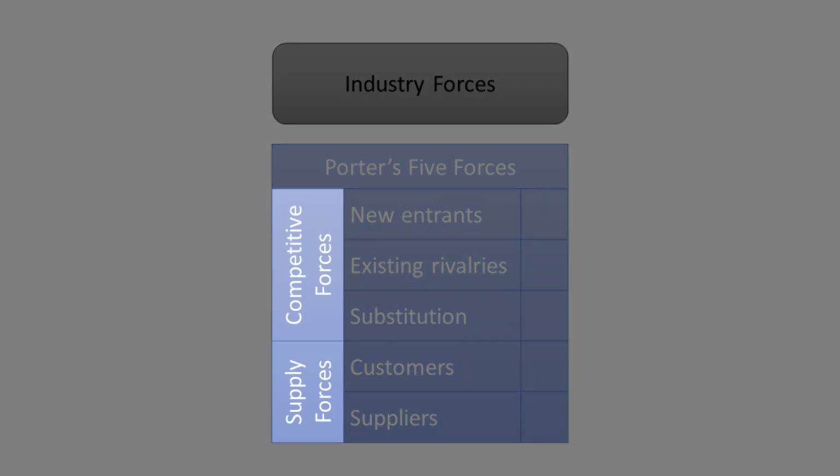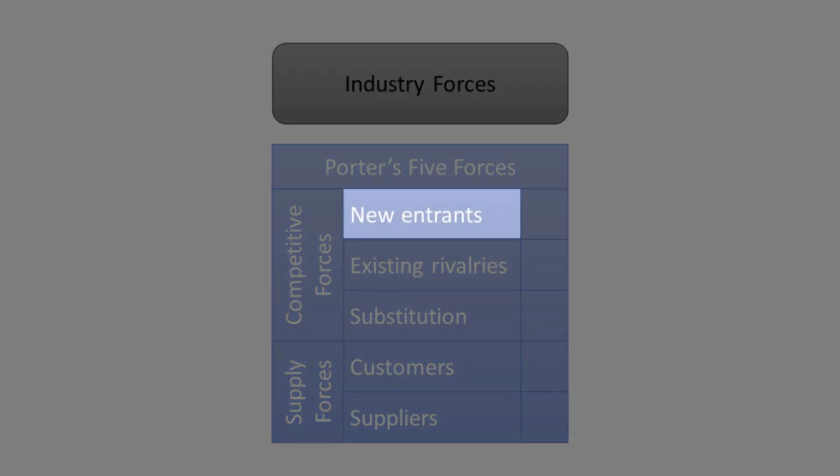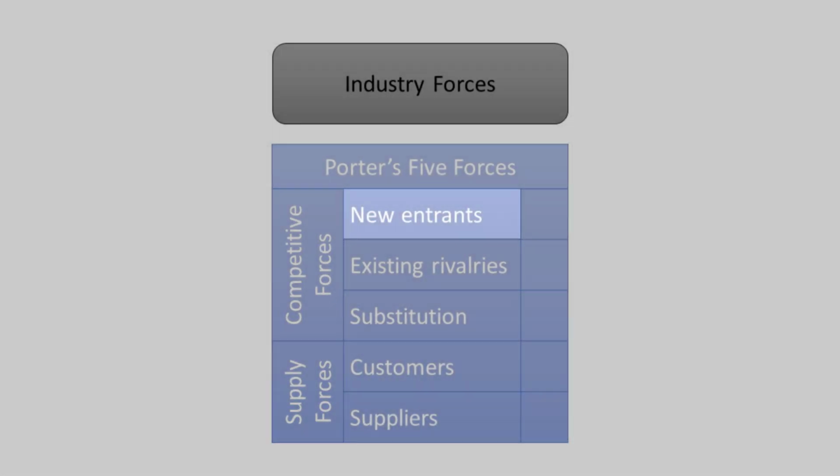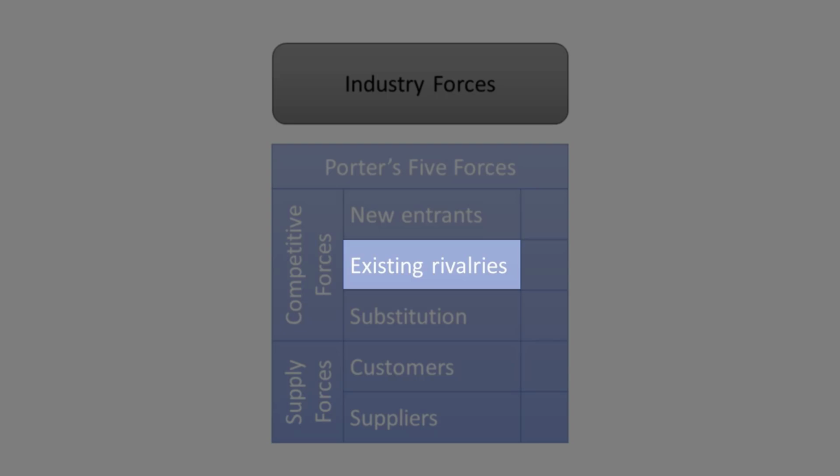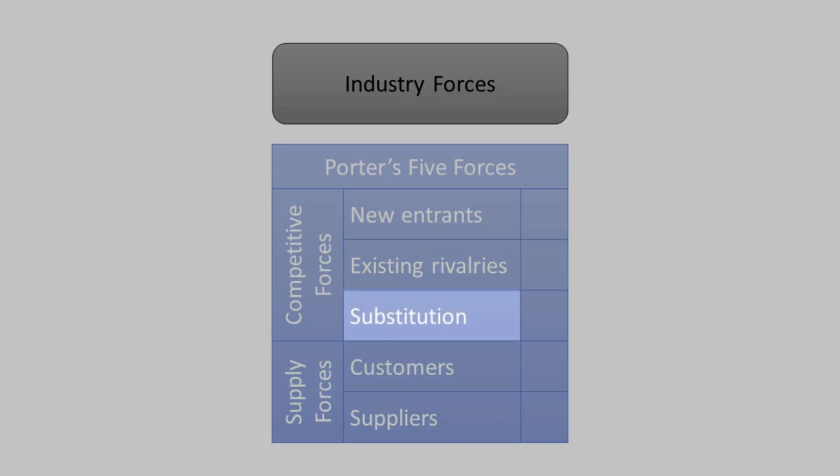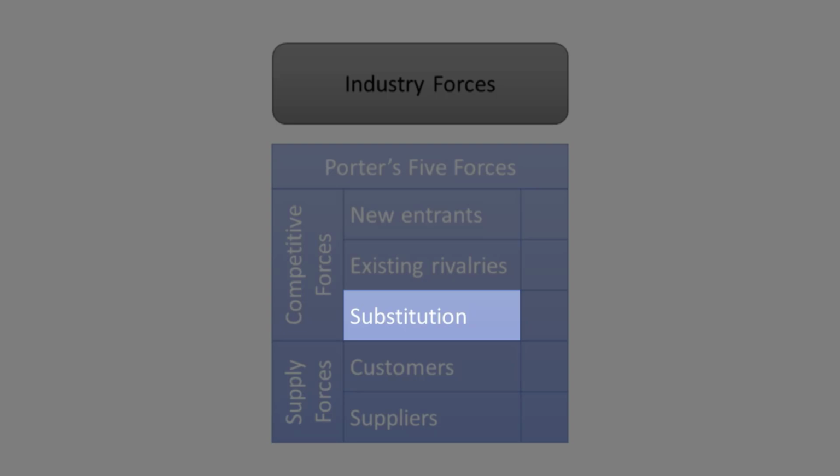Competition comes from 3 places: new upstart companies that will try to take your market share and your customers, existing rivalries that may have been in business for as long as you have, and substitutions, which has to do with any alternatives that exist to your company's offerings that customers can use.